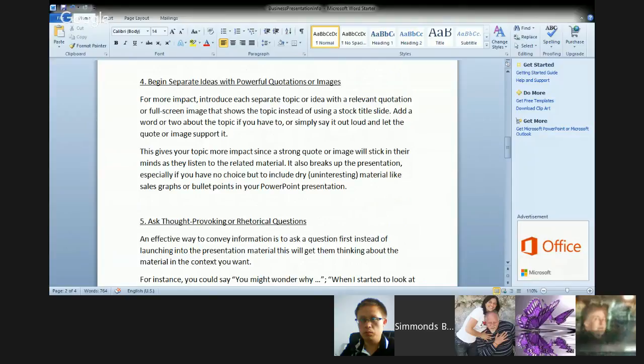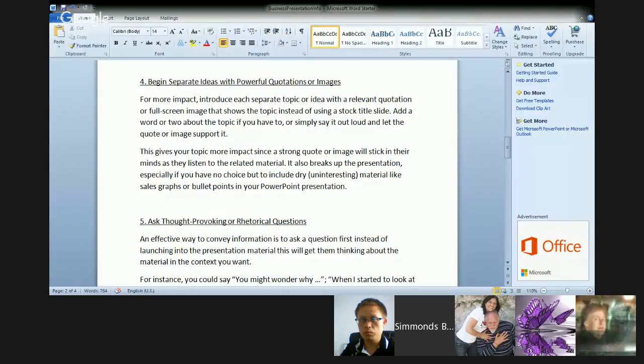Okay, what does break up the presentation mean? Breaks up. To break up, so it doesn't seem so long. For example, you focus on something for 10 minutes and then maybe you do a quote, and then you go back into more boring information. That's what they're talking about here. So you keep it interesting and it's just not information, information, more information, more information.